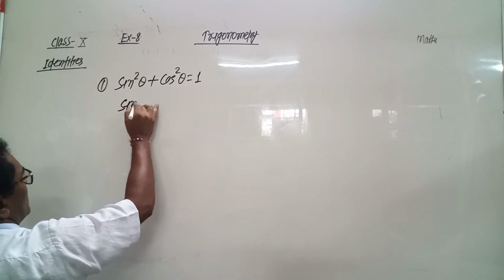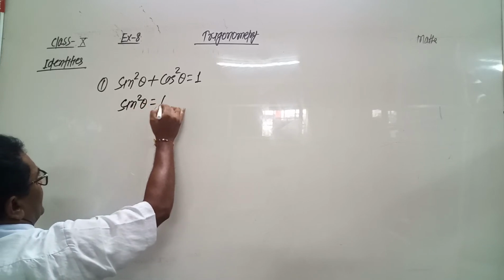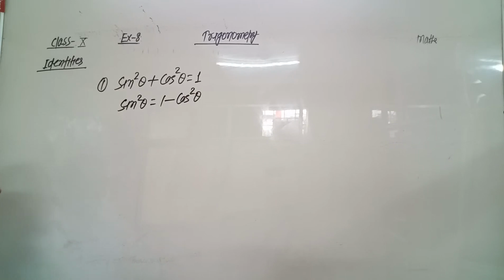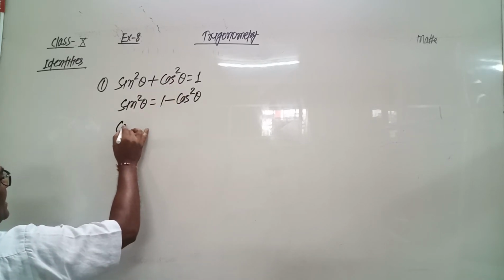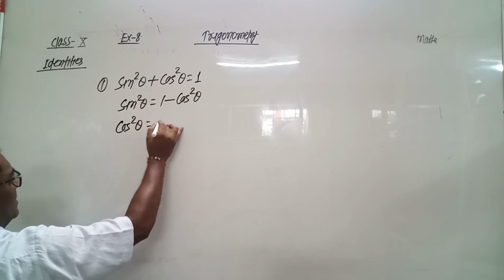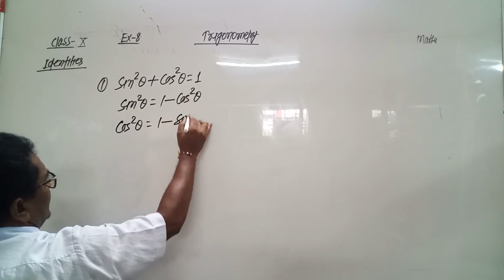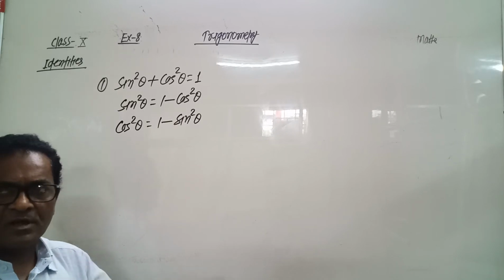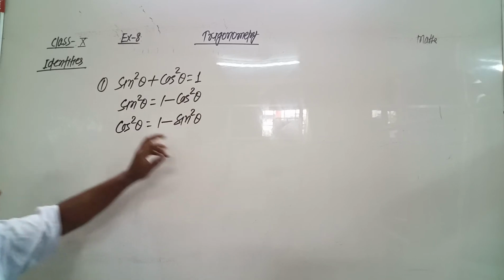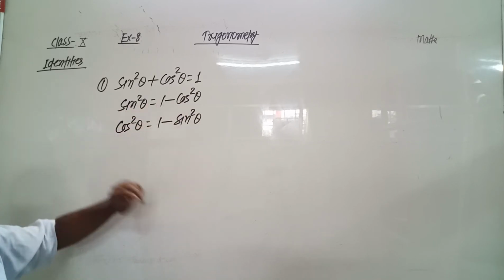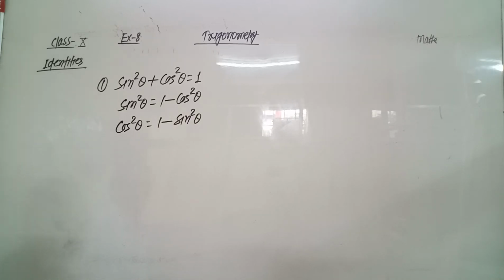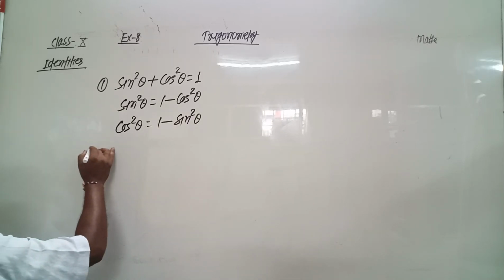So sine square theta can be written as 1 minus cos square theta. And from here, when we eliminate sine square theta, we get 1 minus sine square theta equals cos square theta. So these are the 3 formulas: sine square theta plus cos square theta equals to 1, 1 minus cos square theta equals to sine square theta, and 1 minus sine square theta equals to cos square theta.